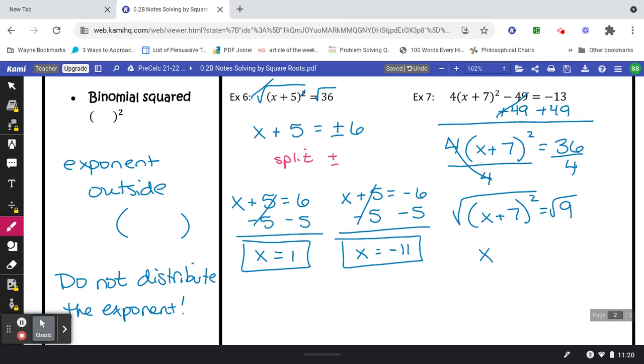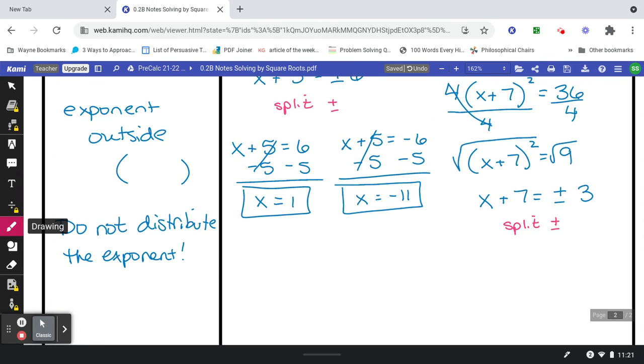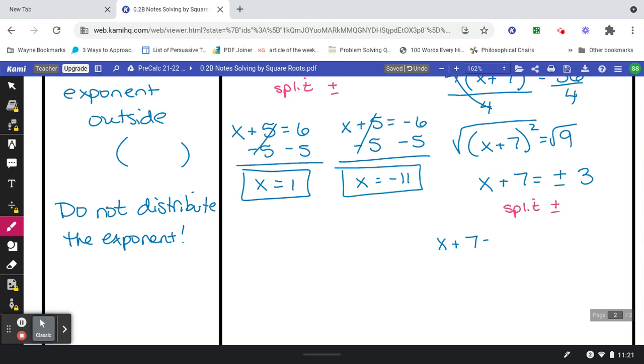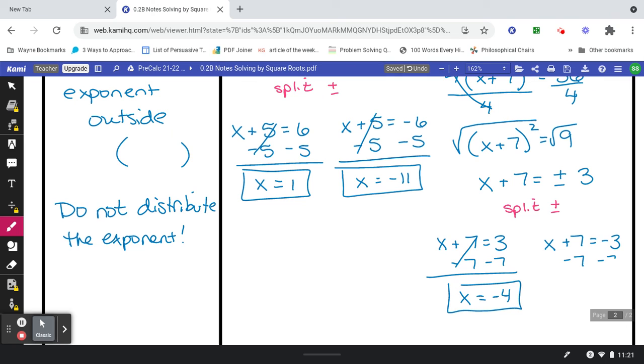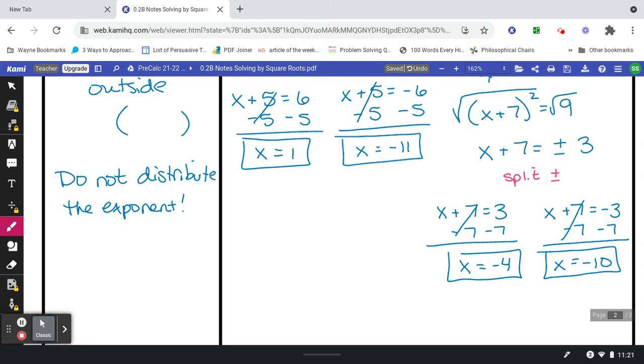The square root cancels out the square. We put a plus or minus sign every time we square root something. And the square root of 9 is 3. And that's when you would split your plus or minus sign. And you have to split it on these problems because there's still more math to do. We didn't have to split it on the other ones because we were done with the problem. But this one is going to involve us still moving the 7 over. 1 positive, 1 negative, 3. And subtract 7. All right, there we go.